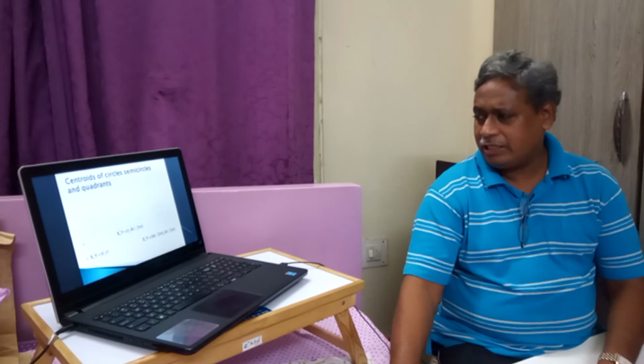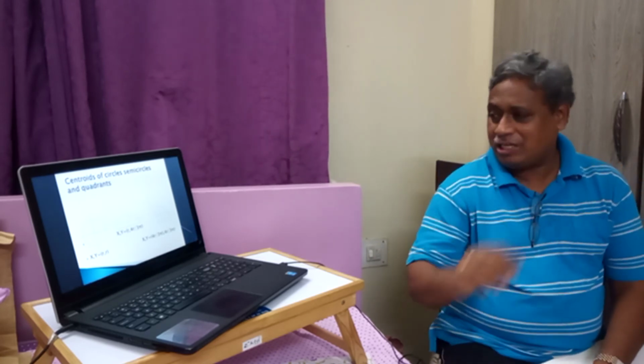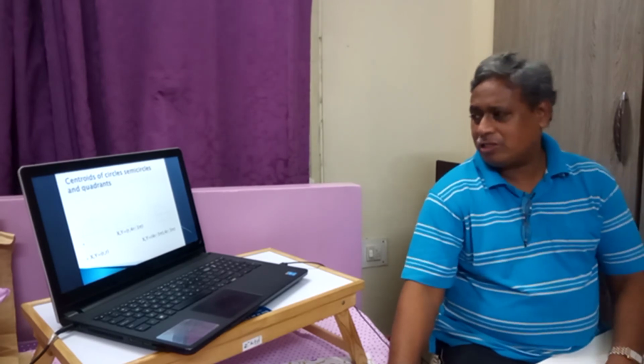For a quadrant, from the base x axis, in x direction, the centroid will lie at 4R by 3 pi. Since the quadrant is symmetrical about some other axis, that is, if we draw a 45 degree angle line, it is symmetrical.